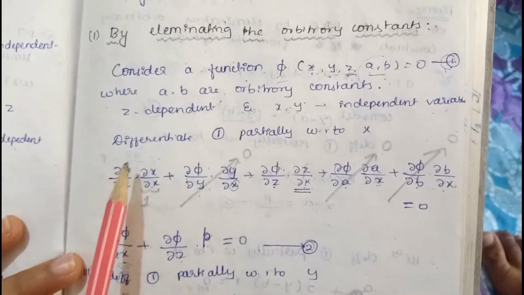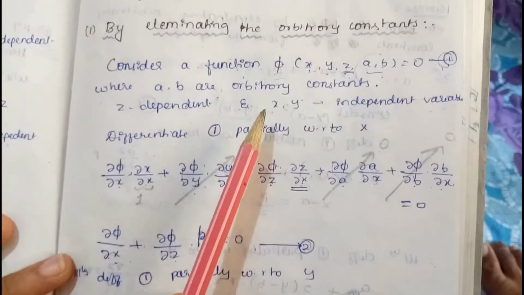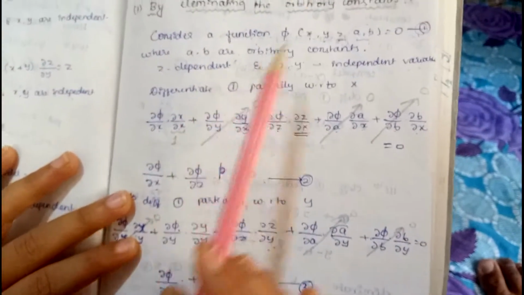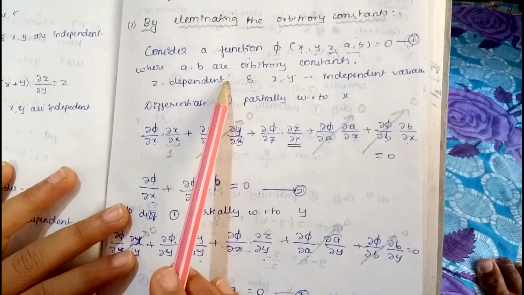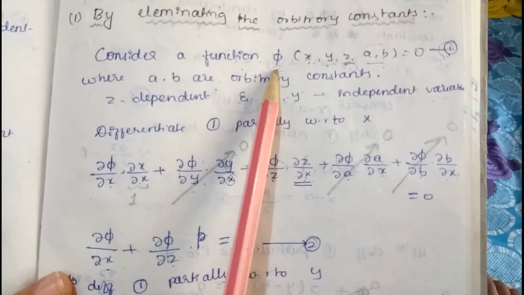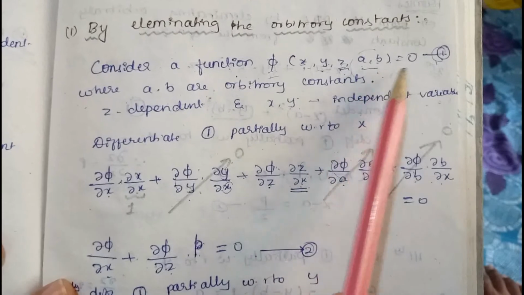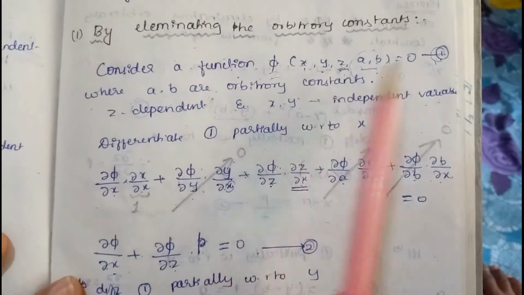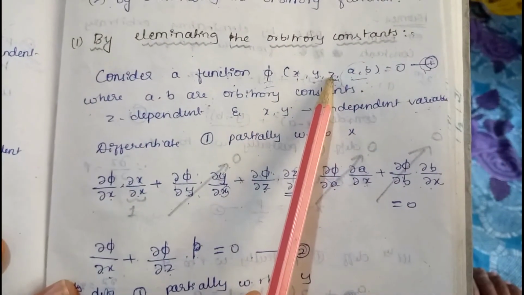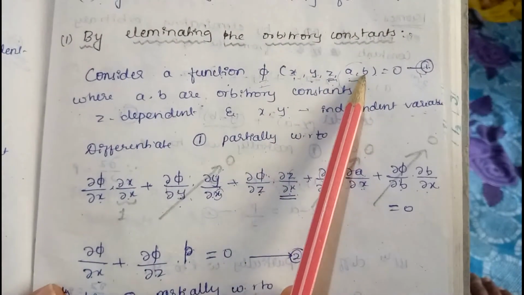Now we have to discuss the first method. What is the first method? By eliminating the arbitrary constants. First we have to discuss the general method. To form the partial differential equation by eliminating arbitrary constants, first we have to consider the function, that is phi of x comma y comma z comma a comma b is equal to 0. Take this as equation 1. In this function z is a dependent variable, x and y are the independent variables, and a and b are the arbitrary constants.